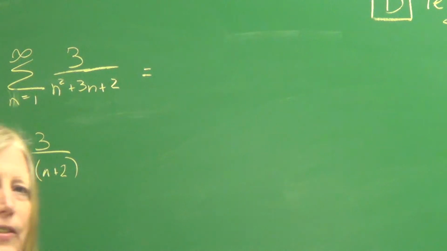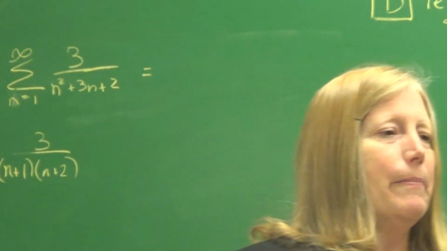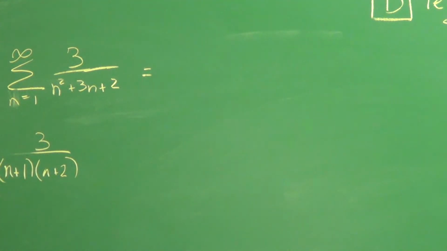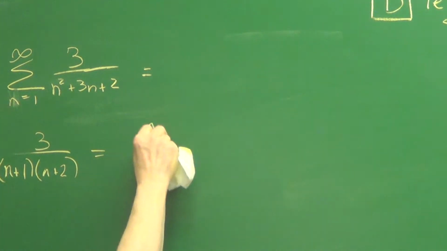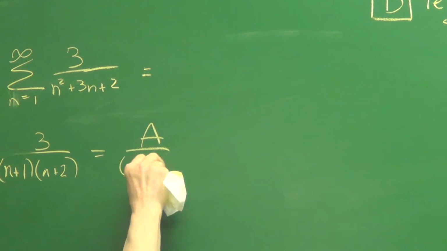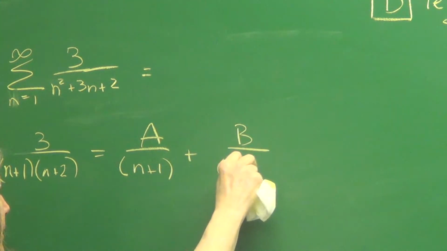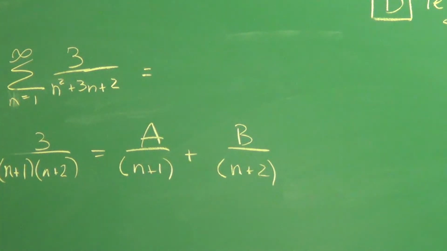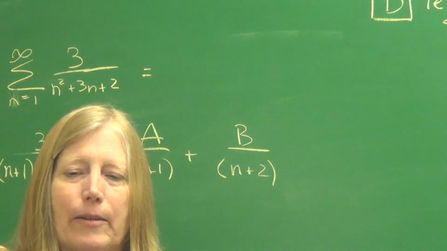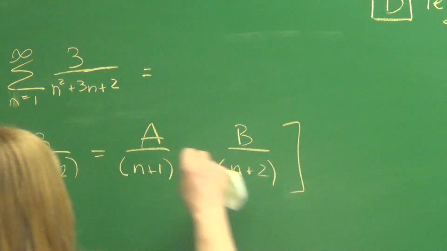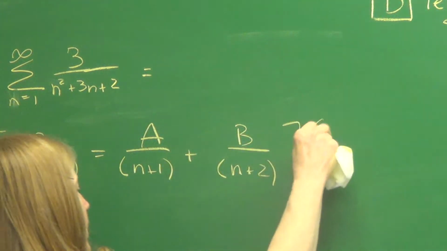All right, so first thing you do, if the bottom is factorable, go ahead and factor it, and then suspect partial fractions. So we're going to put a over n plus 1. I don't think they gave you any ones that had quadratic factors. So I think they were kind. All right, what do I do? I multiply through by n plus 1, n plus 2.